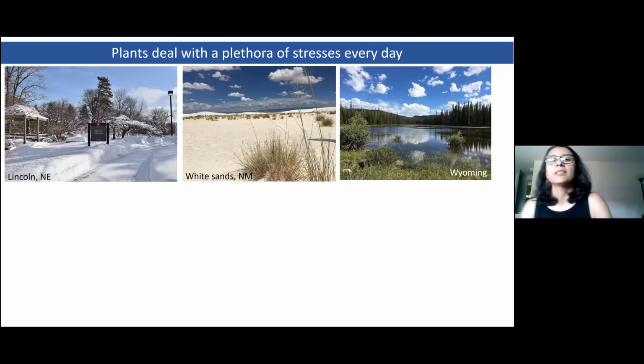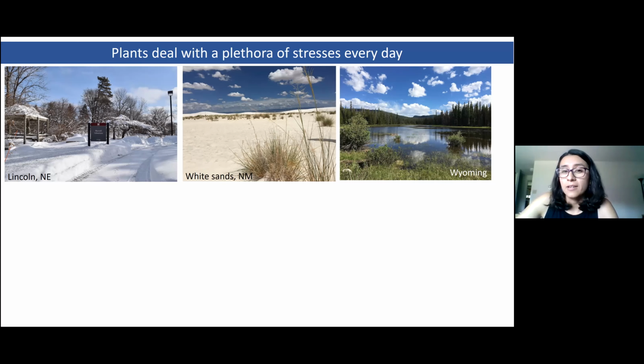And then, changing a little bit, I told you that sphingolipids are very important for development, but a lot of work is also being done showing that sphingolipids are important for stress. I just wanted to highlight here, for example, that all of you have been visiting different places and have encountered different environments, right? Here I'm showing three pictures. This one is from Lincoln this year, when we had a lot of snow and a very cold winter. If you compare it to the white sands in New Mexico, or even Wyoming, where you have lakes and very different environmental conditions, you can see that in all of these different environments you can have plants. And all these plants have to cope with the different environmental conditions.